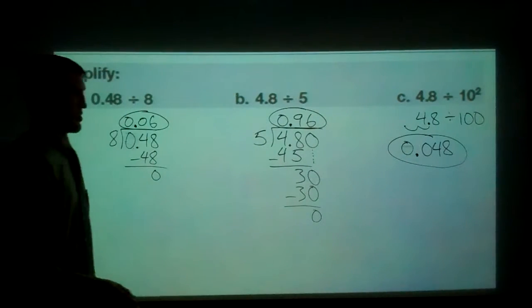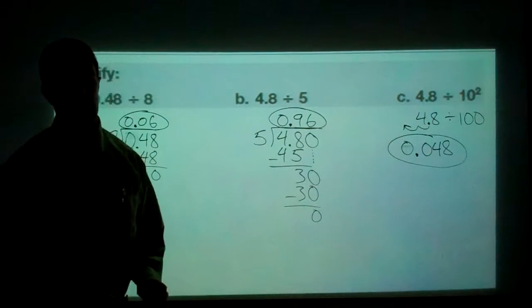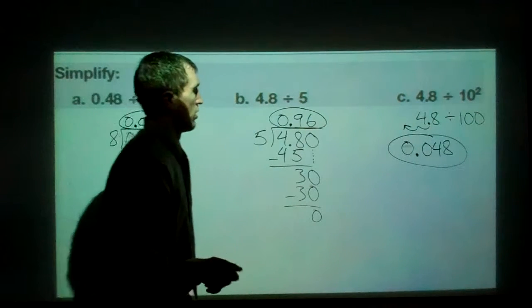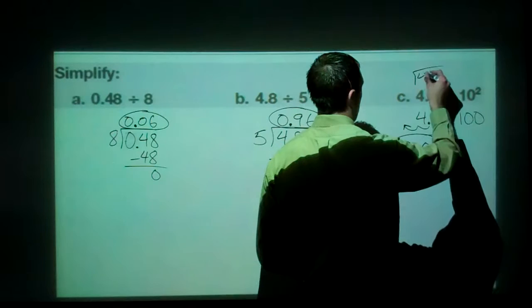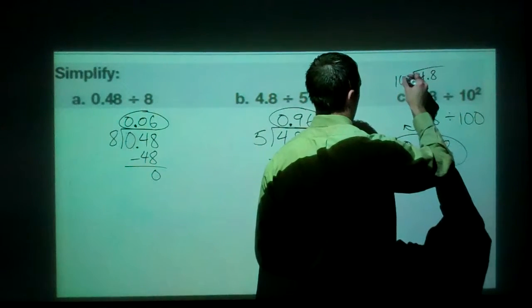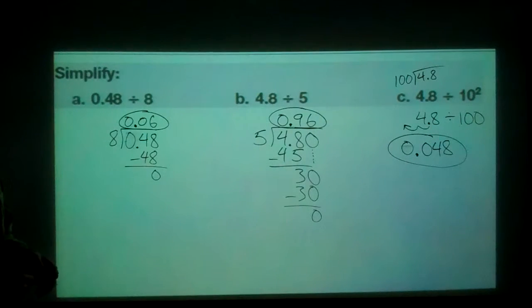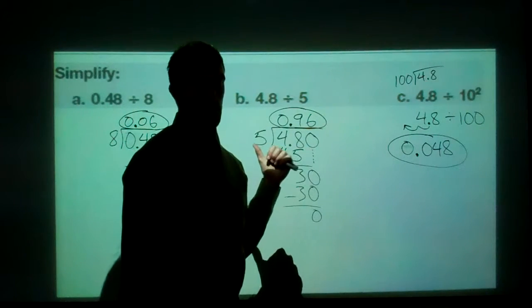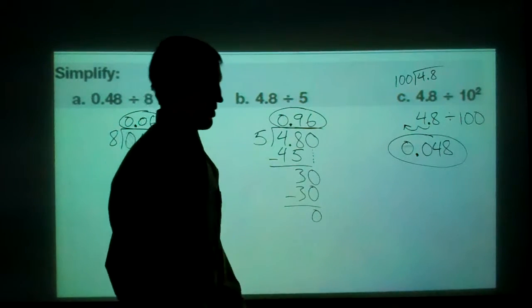So we just moved that guy right there, filled in with zeros where we needed to. You can do that the long way too if you wanted to. It would have been 4.8 divided by 100. Could have done it that way if you wanted, but we'll use shortcuts whenever we can. So dividing by a power of 10, you move it to the left with how many zeros you have. If you multiply by a power of 10, move to the right with how many zeros you have.